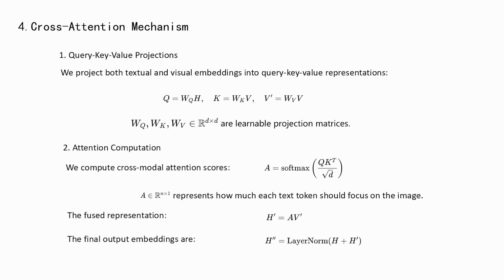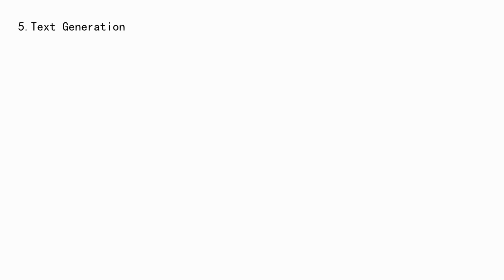A represents how much each text token should focus on the image. The fused representation is as follows. The final output embeddings are as follows. Residual connection ensures stability.